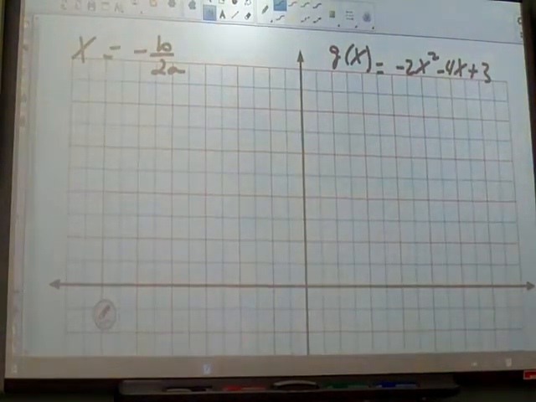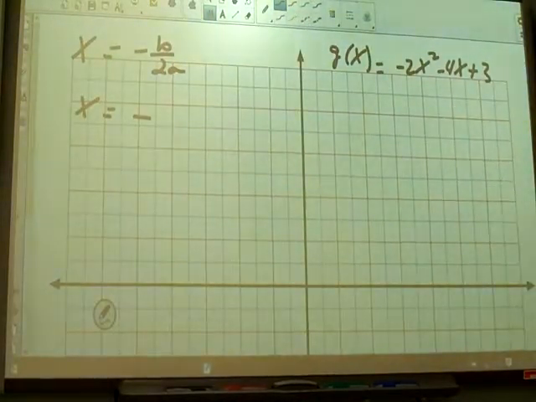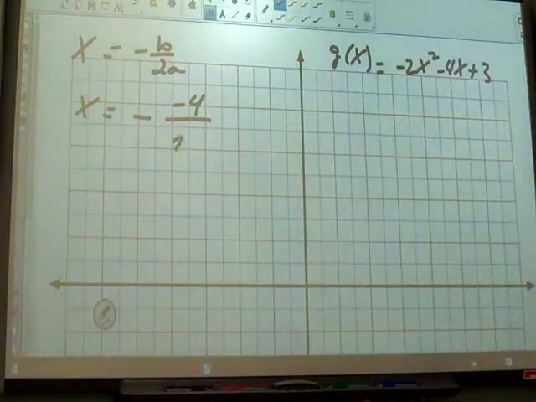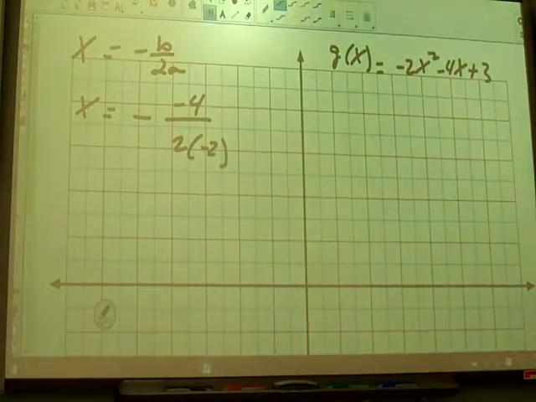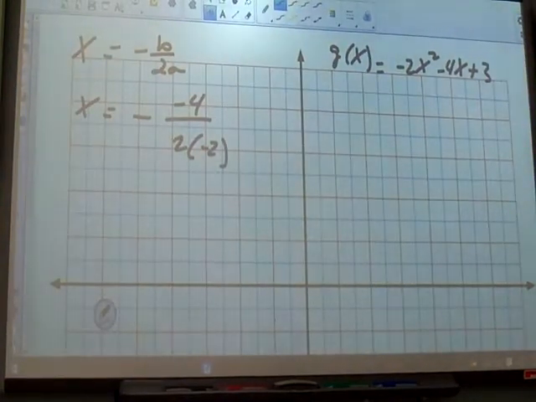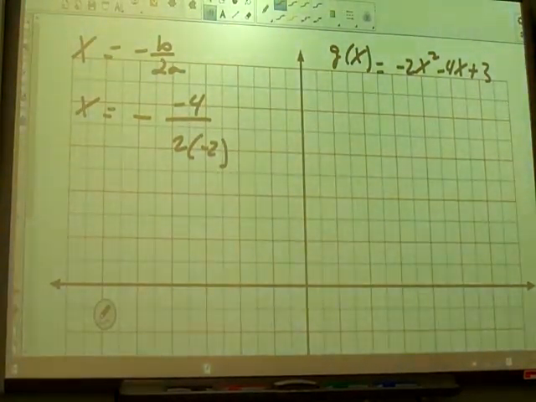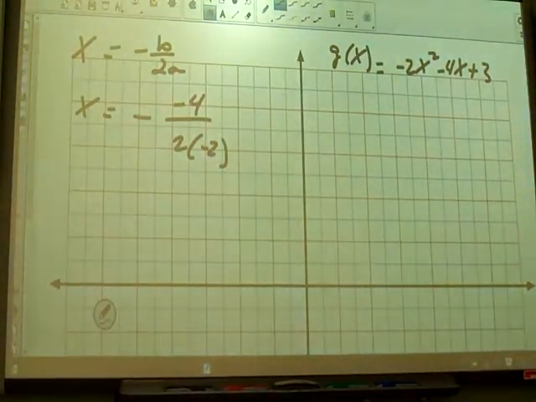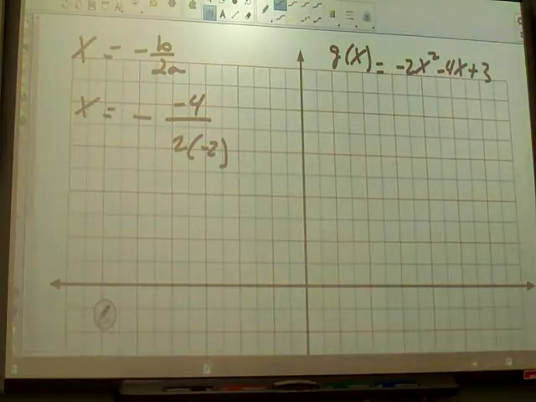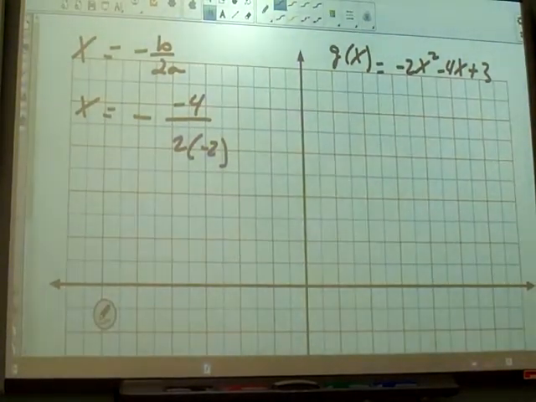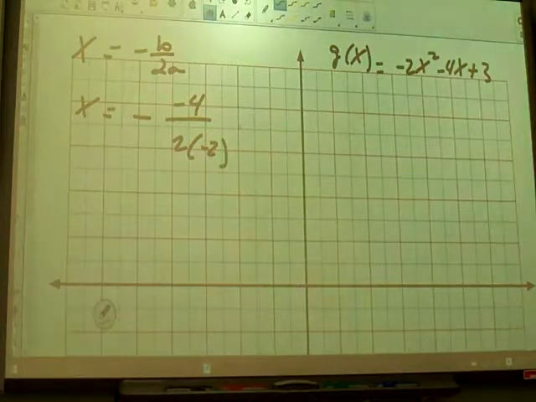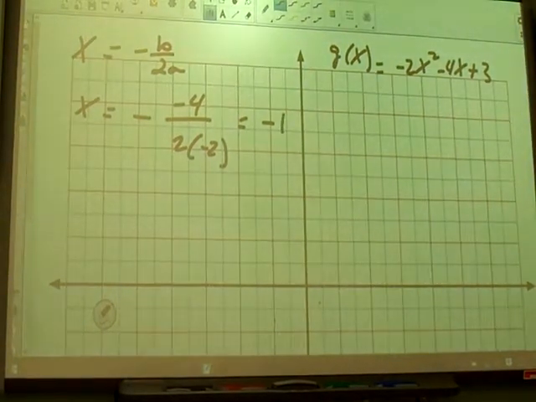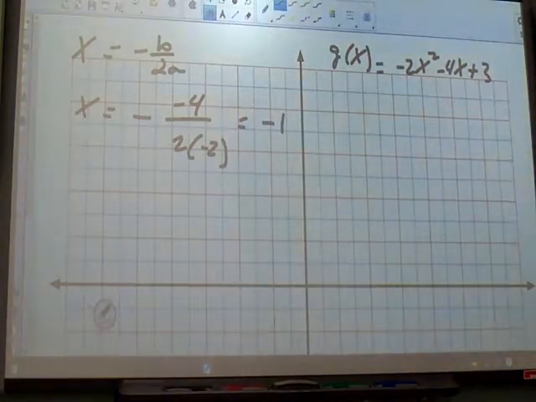Okay, so I always write the negative. Some of y'all skip that step, and that's fabulous. Negative, and my b is -4, over 2 times -2. Good. Now is my result going to be a positive or a negative? There's 3 negatives. So negative up by negative is a positive, but then that other negative will turn it back to a negative. So my x is going to be negative. 4 divided by 4 is 1, so I got -1 for my axis of symmetry.